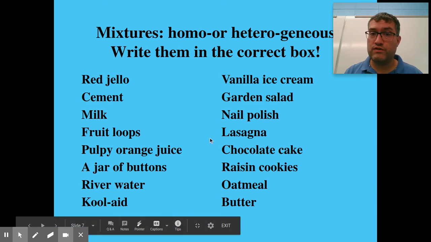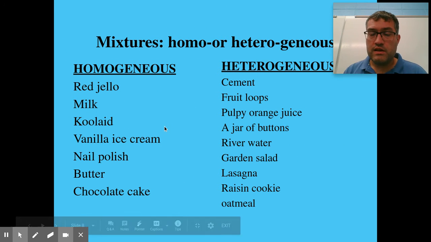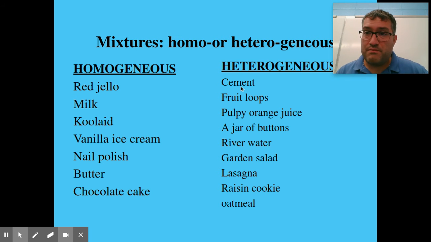All right, so you should have checked these already. So here's our list. Some things to be careful with. Cement has tiny little particles. There's little grains of sand. There's small rocks in there, and there's also other materials. So that's going to look different throughout. River water is going to have mud and maybe insects, other kinds of things. It looks different throughout it. Garden salad, if you can pick out the tomatoes, if you can see the croutons, then it is heterogeneous. You can see visible differences there.